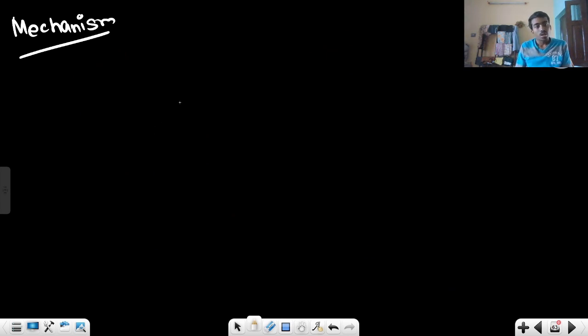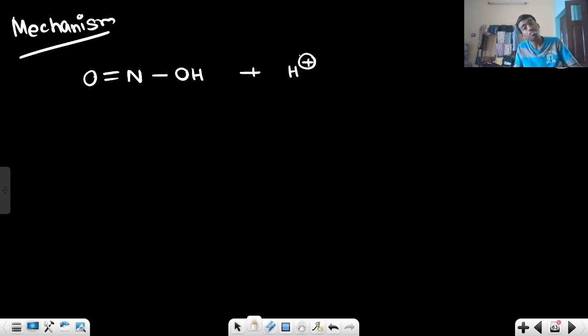This reaction is an example of electrophilic substitution reaction. If it is an electrophilic substitution reaction, then there must be an electrophile. So first we have to generate the electrophile. Let us understand how. First of all, you have to know the HNO2 structure: N double bond O, H. I am giving an H plus. Where am I getting the H plus from? I am getting it from HCl. Okay, H plus is there.